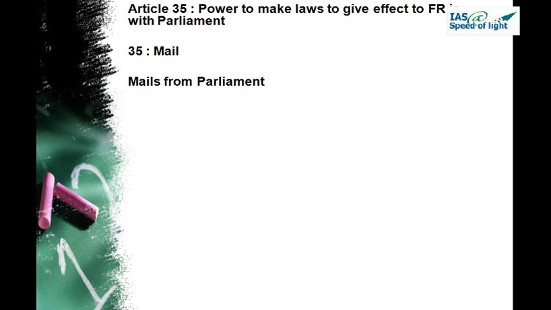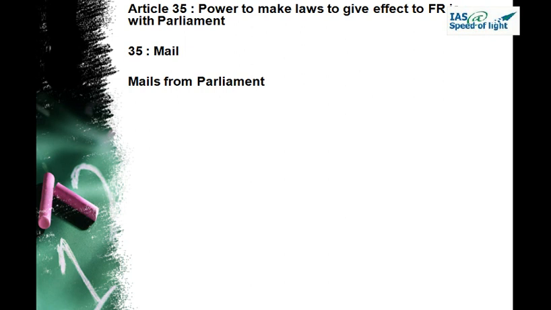We are doing the important articles of the Indian Constitution, and our next article is Article 35, which deals with the power to make laws to give effect to fundamental rights. This power lies with the Union government, the Union Parliament, the Lok Sabha and the Rajya Sabha, and not the state legislatures. For Article 35, our picture is ML, that is mail, email.